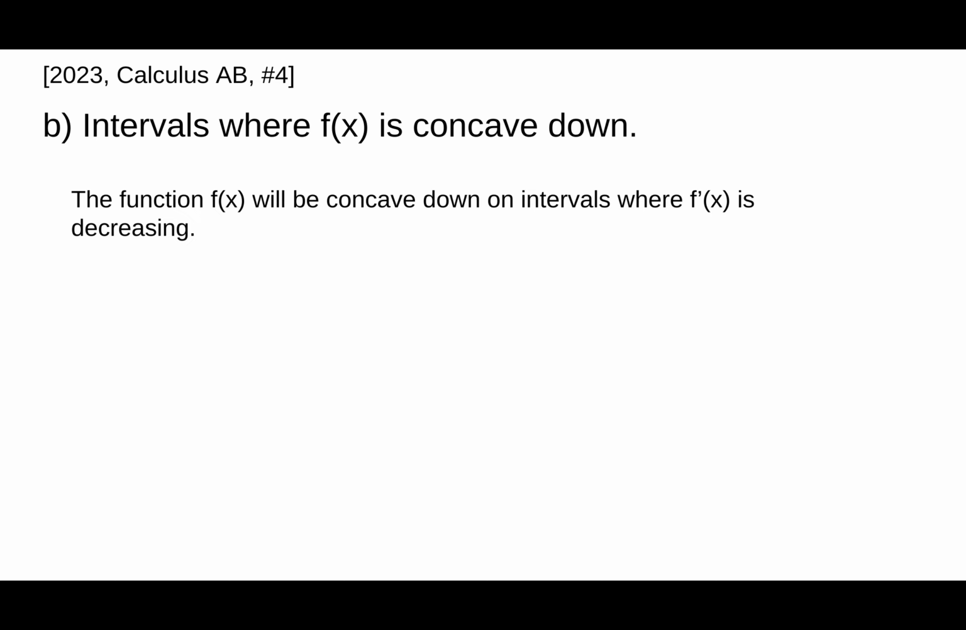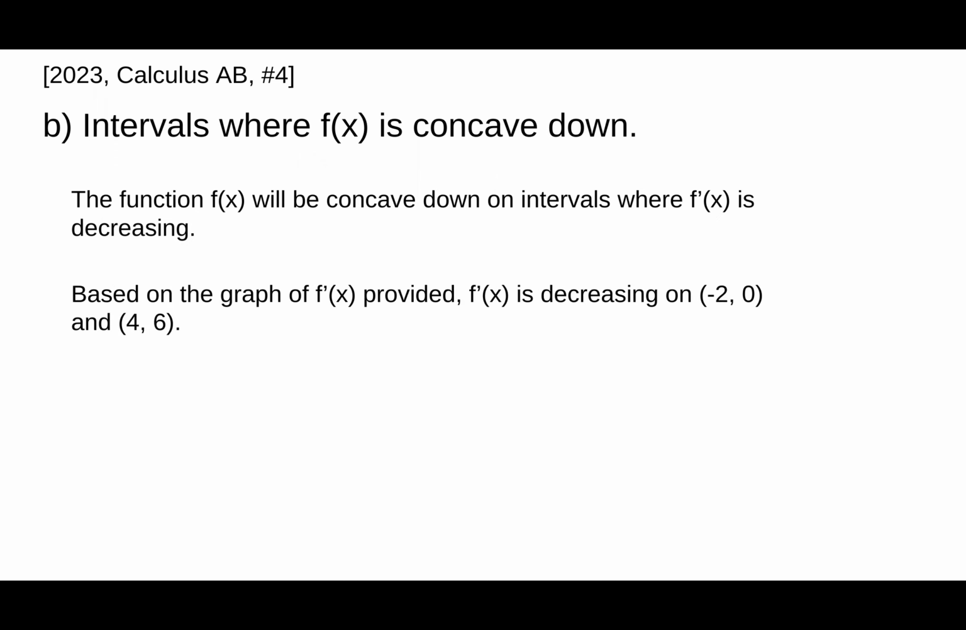So if we check the graph of f prime of x for intervals where f prime of x is decreasing, that will correspond to intervals where f of x is concave down. All right, so check the graph of f prime of x, and you can tell that f prime of x is decreasing on negative 2 to 0 and 4 to 6. From this, we can conclude that f of x will be concave down on those same intervals, negative 2 to 0 and 4 to 6.